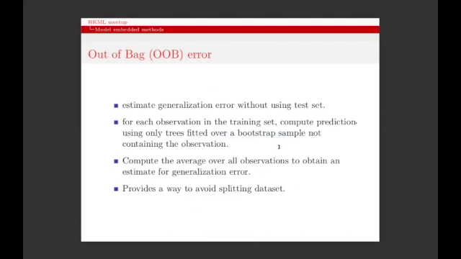I'm going to explain now the out-of-bag error that comes when training a model with an ensemble method with bagging. It allows us to estimate generalization error without using a test set. For each observation in the training set, we compute a prediction using only trees fitted over a bootstrap sample not containing this particular observation, and averaging over all observations, we obtain an estimate for the generalization error.